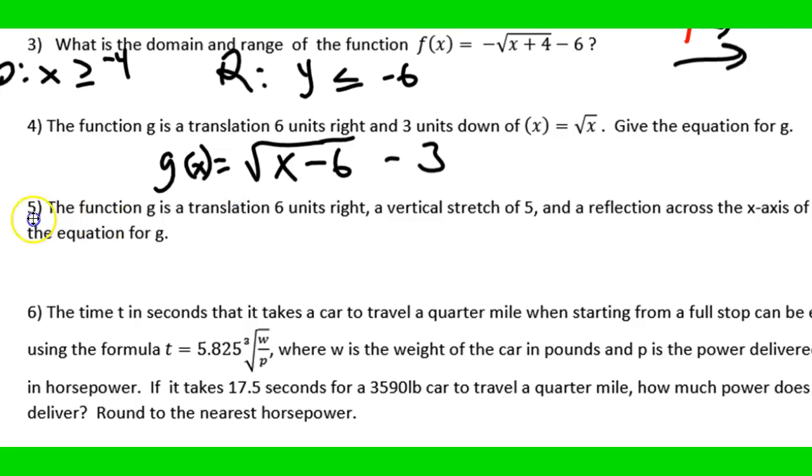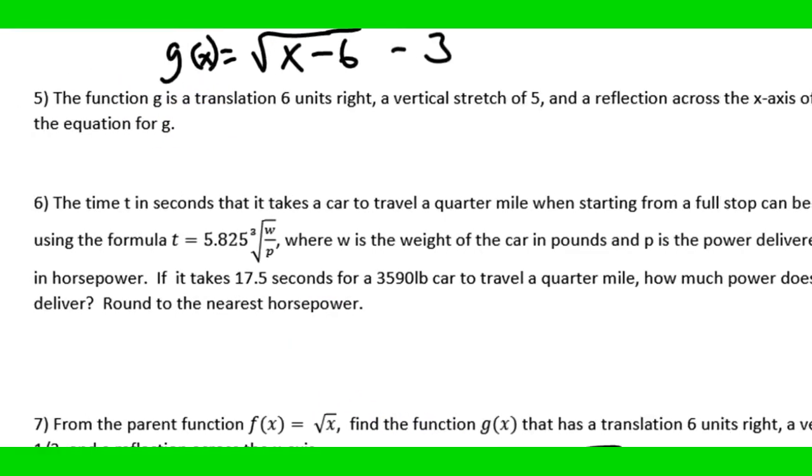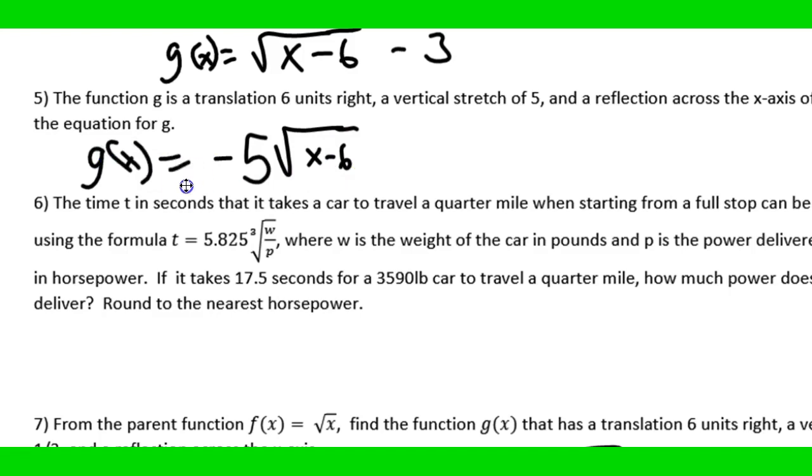Now, for this problem right here, it says the function g, is this f of x? I mean, g, is this square root? Yep, cool. So square root of x. We have 6 units right, 6 units right, so left 6. Then we have a vertical stretch by 5. So vertical stretch by 5, the 5 goes in front. And then reflect across the x-axis, negative out front. Right there, g of x.